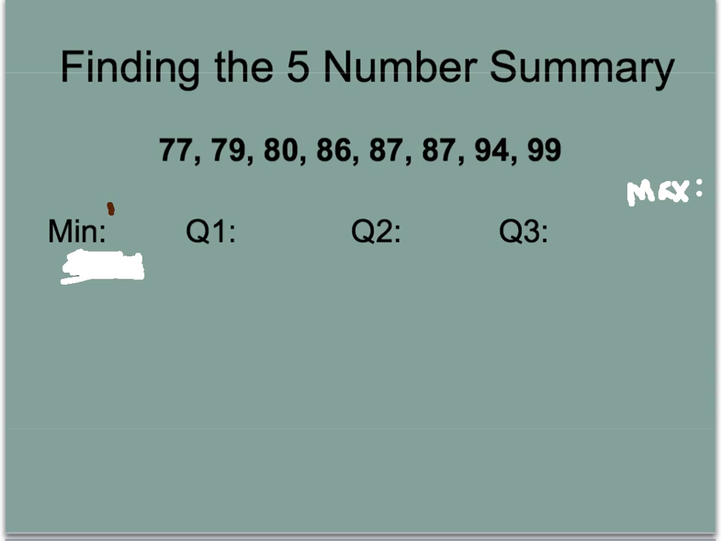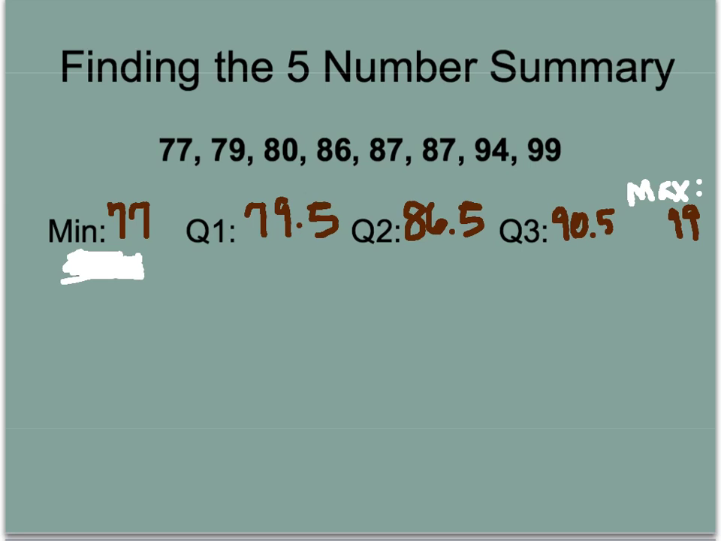So again, my minimum was 77. My quartile 1 ended up as 79.5. Quartile 2 is the median, which was 86.5. Quartile 3 was 90.5, and my max was 99. So that's just for you to be able to see it nice and neatly. Well, I don't know how neat that is because this little stylus is not really behaving.